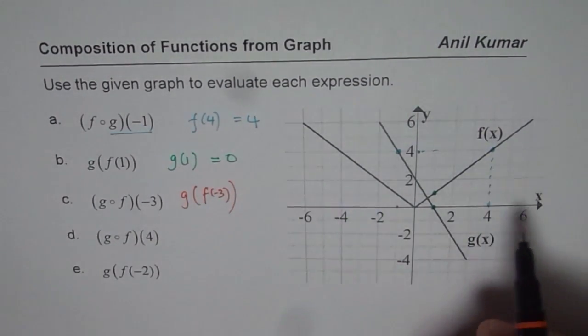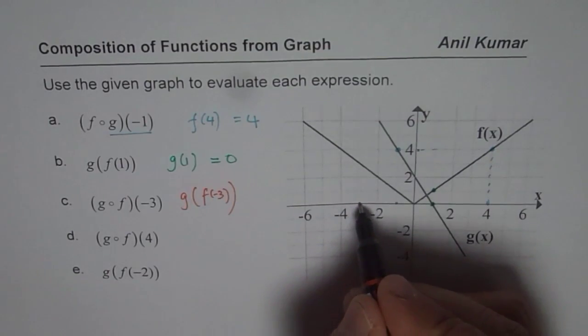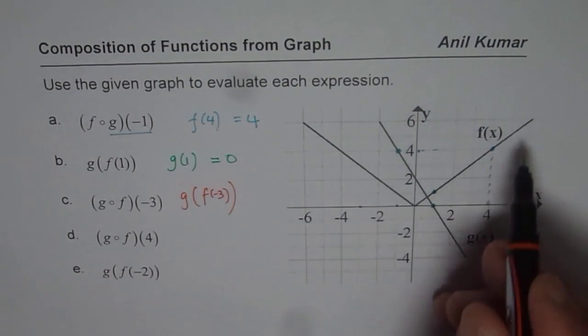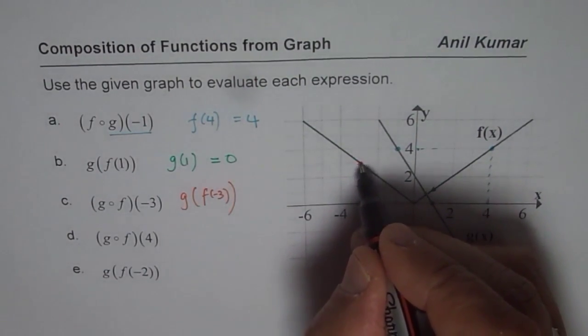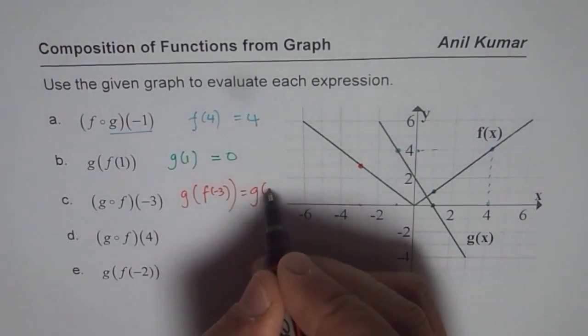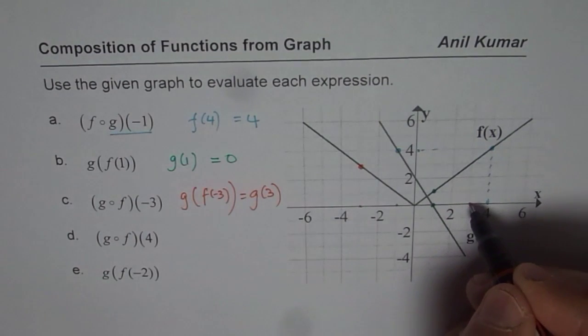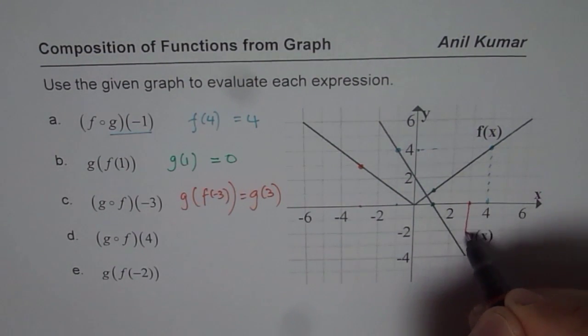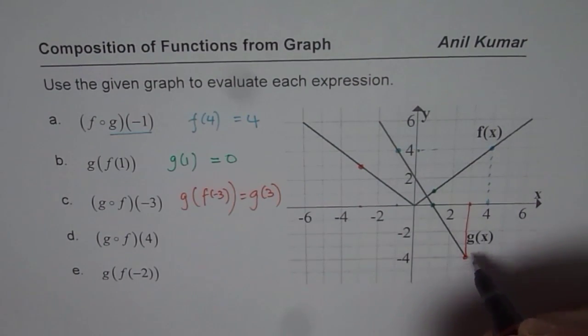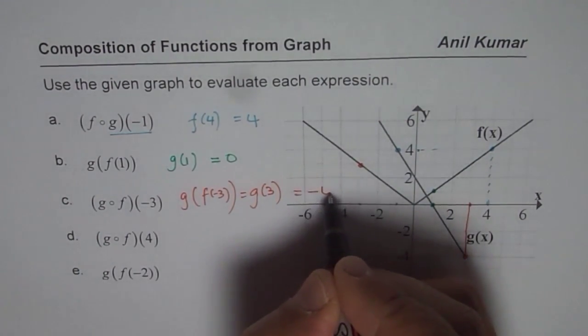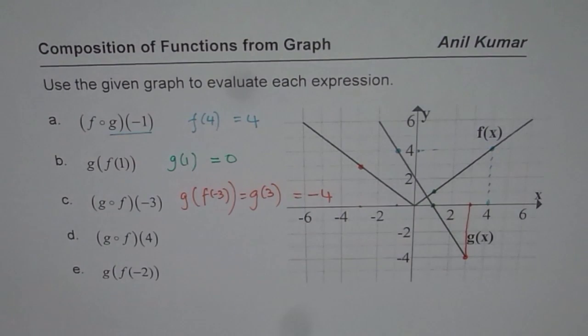Now f of minus 3 means at minus 3, f is the absolute function, the value will be 3. So that is equal to g of 3, right? So at 3, you have to check the value for the straight line. And for the straight line g of x, at 3 the value is minus 4. So we get this as minus 4. You get the idea, right? That is how you do it, right? Let's do the next one.